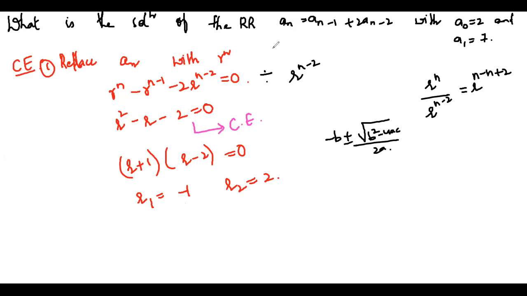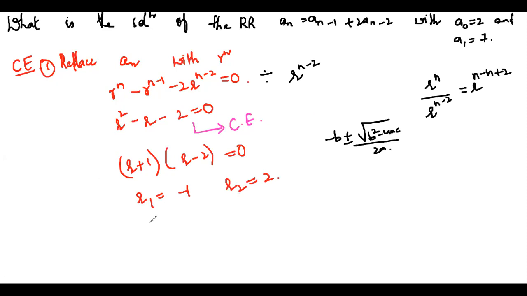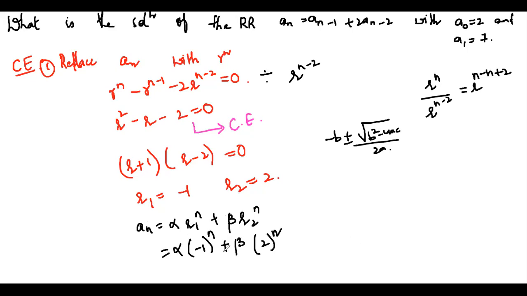The formula, if you remember from the previous theorem, was an is equal to alpha r1 power n plus beta r2 power n. So let me write it over here: an is equal to alpha r1 power n plus beta r2 power n. Now, instead of r1 and r2, we will substitute their values. So, alpha into minus 1 power n plus beta 2 power n. All right, so this is your equation 1.